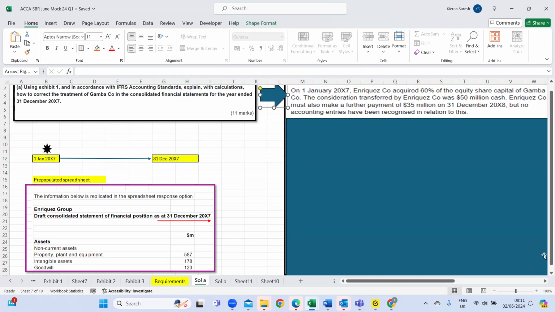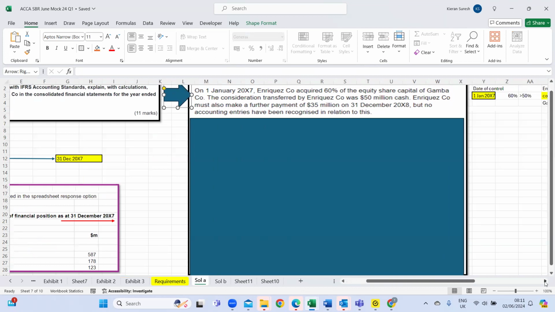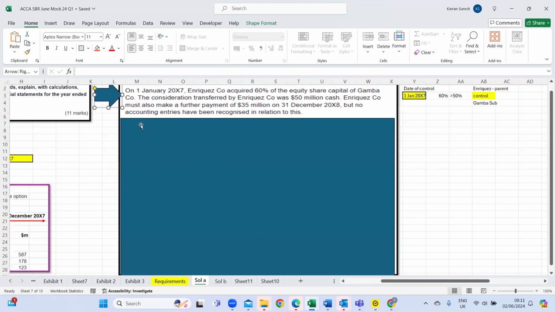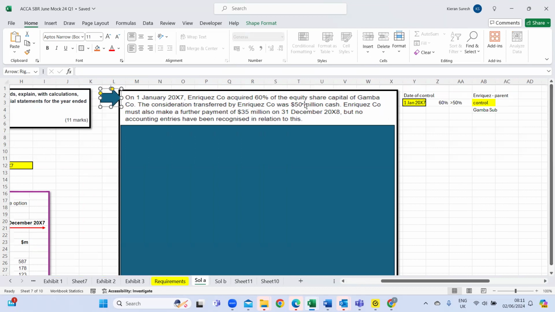And so the next one, I just need to work out quickly. So here we have the 1st Jan 2017, which I have, is the Enriquez company buying 60% of the equity share capital of Campa. That's done. So I know I need to calculate the goodwill. So I would do my working here. I write my working number 1 already, so it's much easier for me to explain.